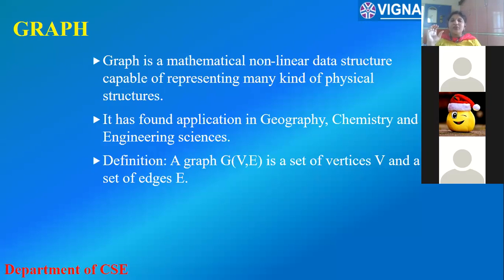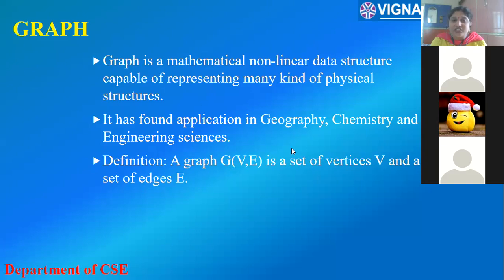A graph can be defined as an ordered pair. Ordered pair is normally depicted by means of the parenthesis. What is the meaning of pair? Pair means it consists of two elements. Are you able to understand what is the meaning of pair? Pair means it consists of two elements, and it is an ordered pair. Ordered pair means the order of the elements is also important.